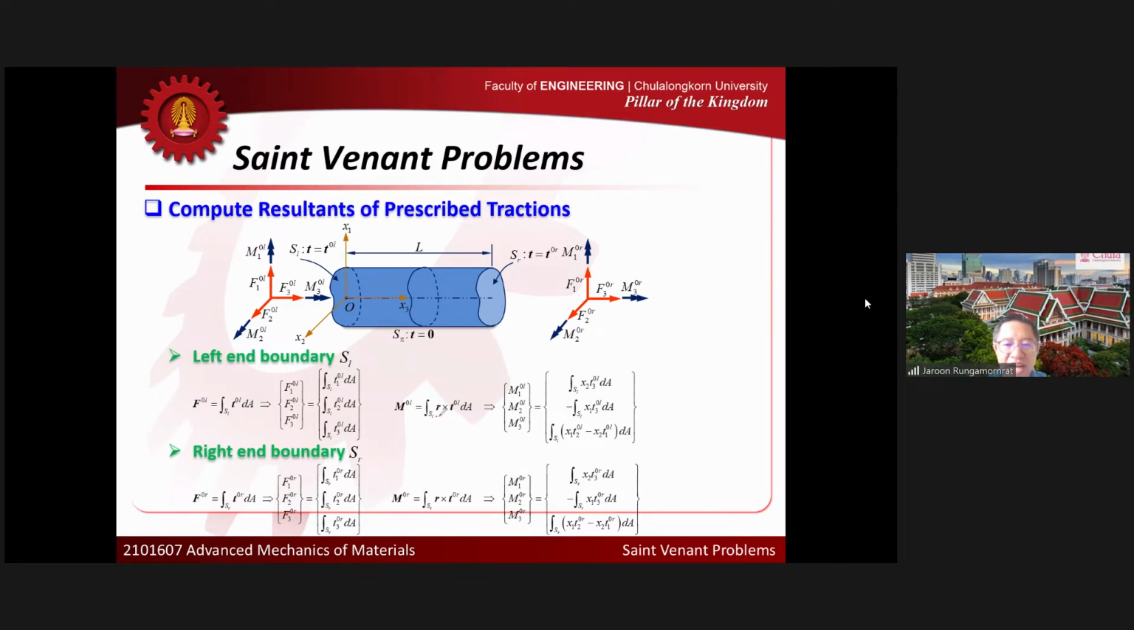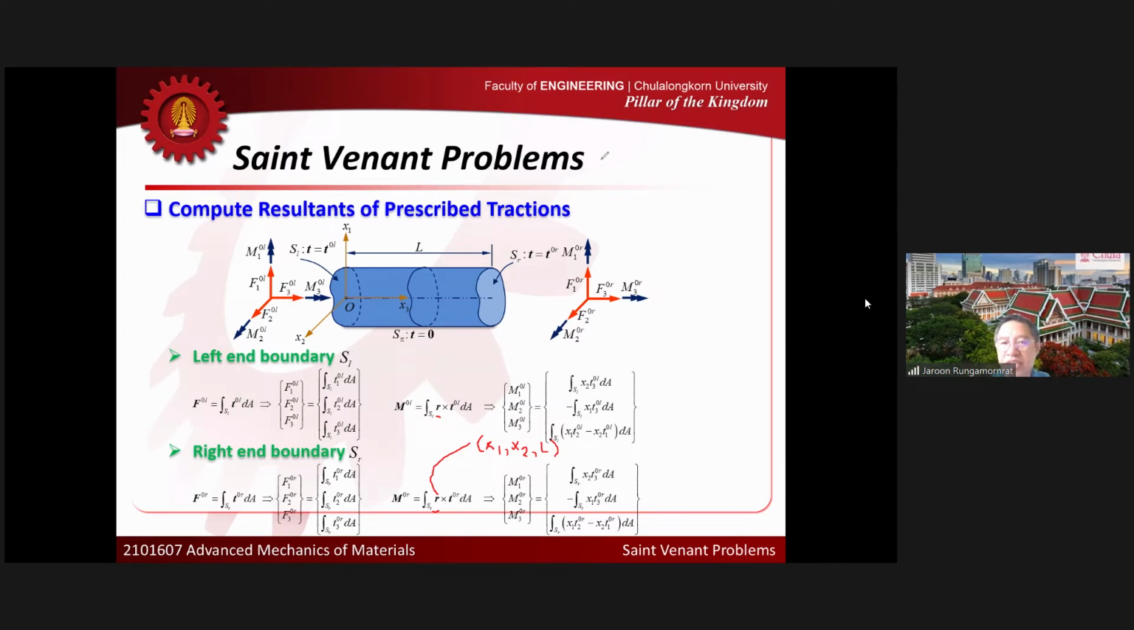R here and R here are a little bit different, because you put the origin at the left end. So what is R for the right end? R here is simply x1, x2, and L. That is the position vector for a point on the surface SR. But L will not be involved in the calculation. You can try when you take the cross product between this vector and the traction at the right end. You will get the net moment in exactly the same form as what we have for the left end.